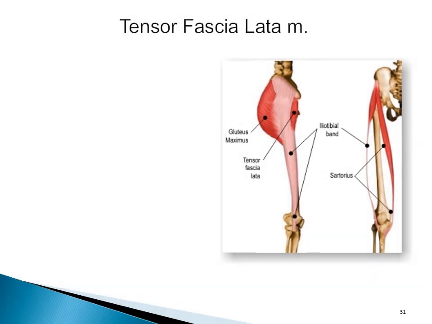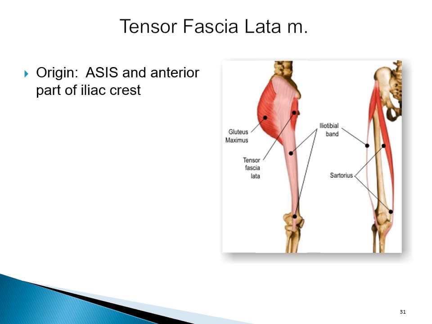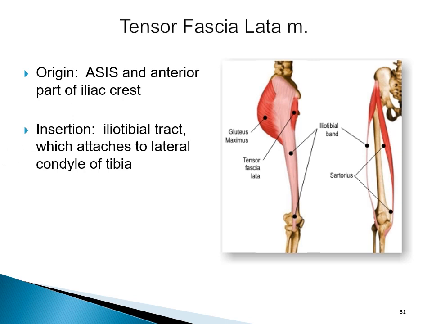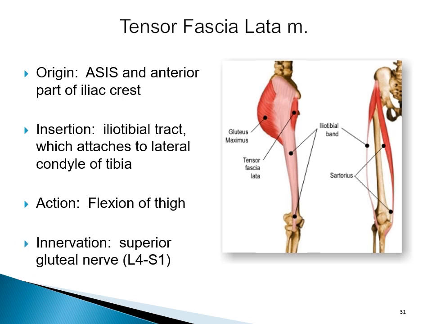The tensor fascia lata muscle, its origin is the ASIS and the iliac crest. It inserts on the iliotibial tract, which attaches to the lateral condyle of the tibia. Its action is to flex the thigh. Its innervation is L4 through S1.